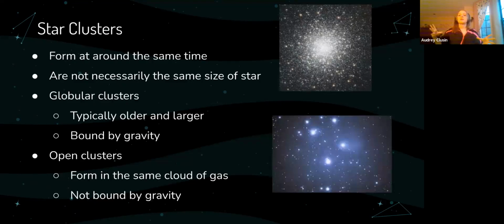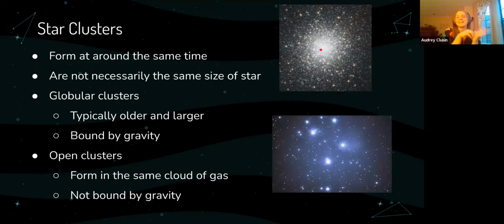They tend to form from the same kind of cloud of gas or nebula. And because they're forming from the same gas cloud, they are the same age, but they're not necessarily the same size. So globular clusters are typically older and larger, and they're bound by gravity. So globular, I guess, it just means it's a glob.